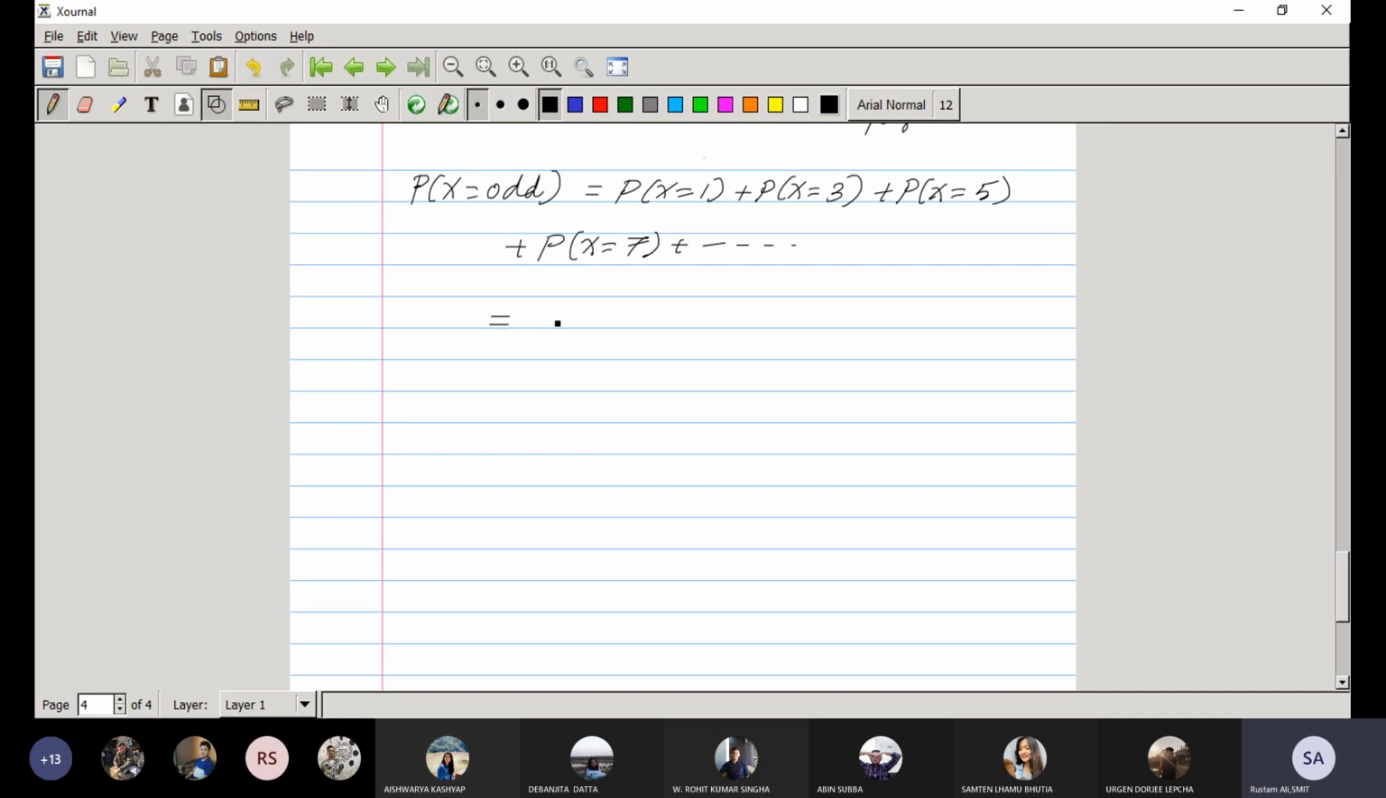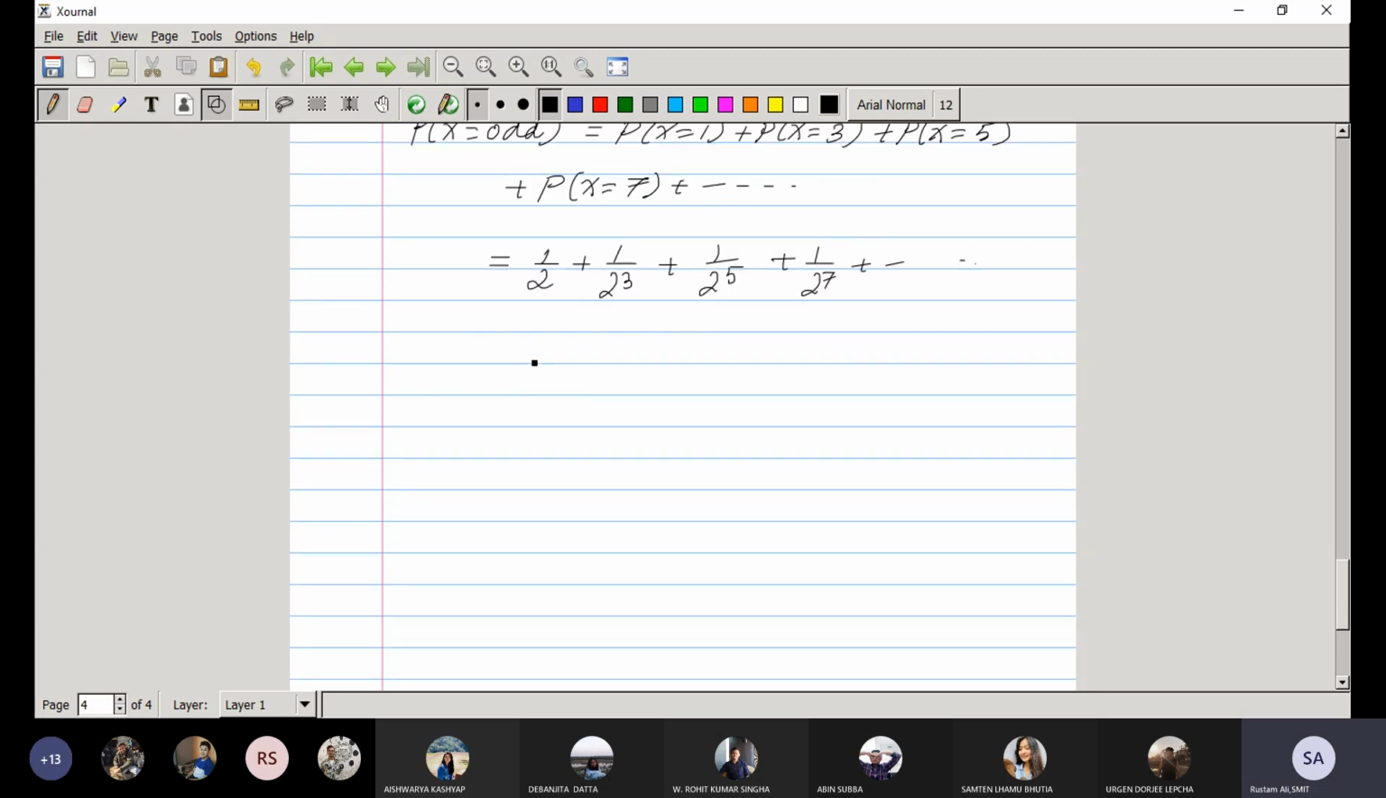So what we'll get now, probability x equal to 1 is 1 by 2 plus 1 by 2 cube plus 1 by 2 to the power 5, 1 by 2 to the power 7, and so on. So this is 1 by 2, the first term, divided by 1 minus the common ratio. The common ratio is this divided by this, which is 1 by 2 squared. So 1 minus 1 by 2 squared. If we simplify that, you will get 2 by 3. That's the probability.